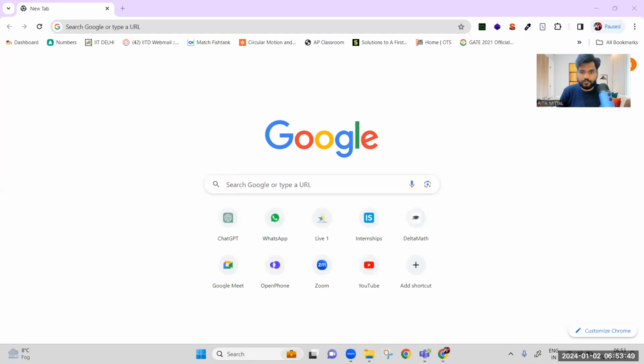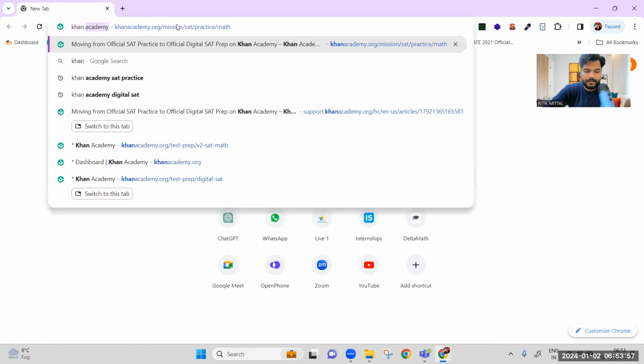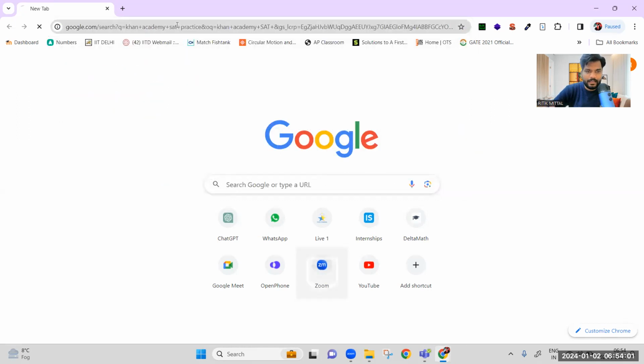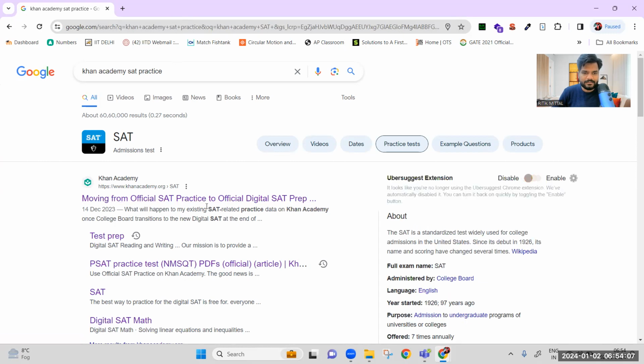I'm just opening a new window in Google Chrome so that I can show you everything step by step. So first things first, you can type Khan Academy SAT practice, okay? When you type that, you just need to click on the first link, which says moving from official SAT practice test to official digital SAT practice prep.